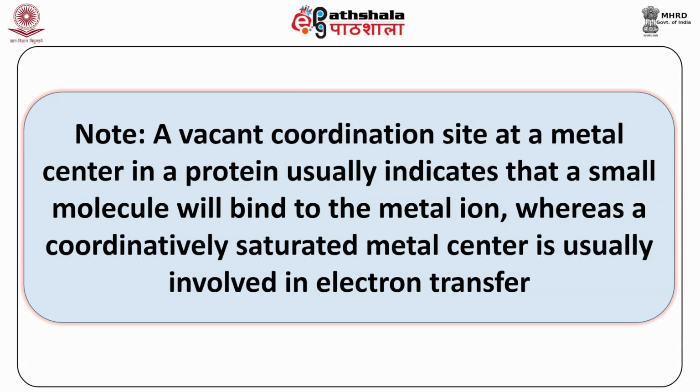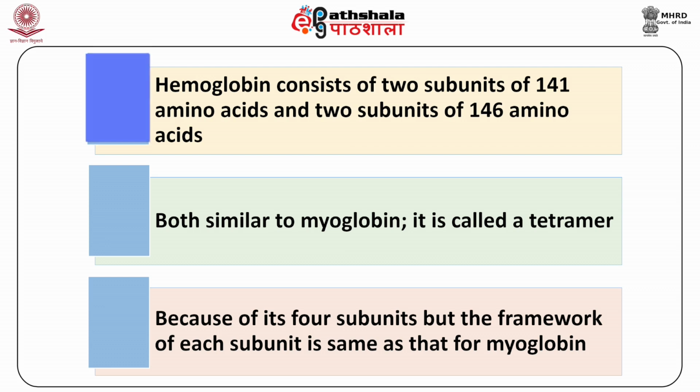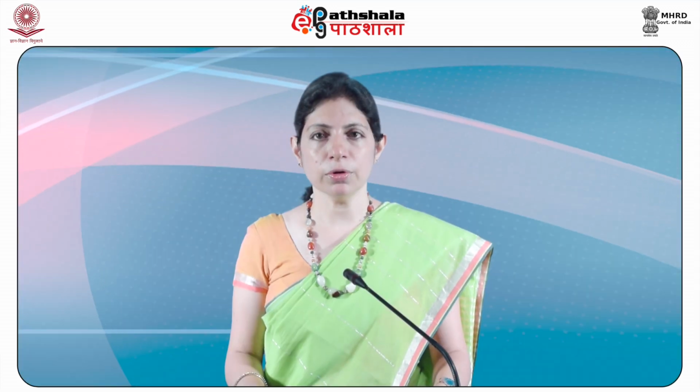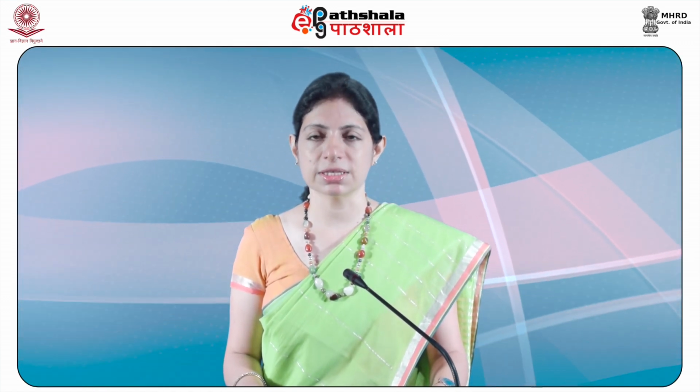Hemoglobin consists of two subunits of 141 amino acids and two subunits of 146 amino acids, both similar to myoglobin. It is called a tetramer because of its 4 subunits, but the framework of each subunit is the same as that for myoglobin. Hemoglobin is not simply a supermyoglobin that can carry 4 oxygen molecules simultaneously, one per heme group.